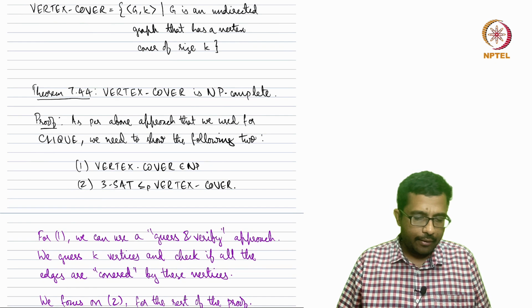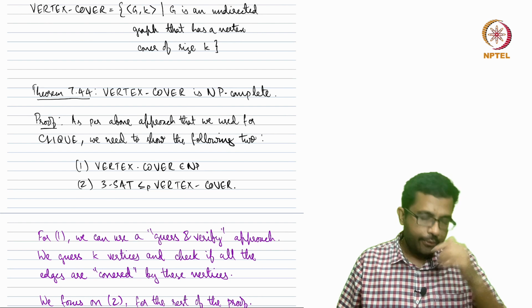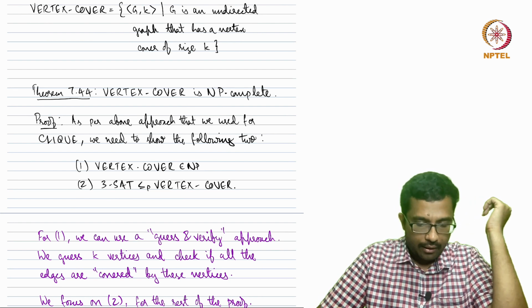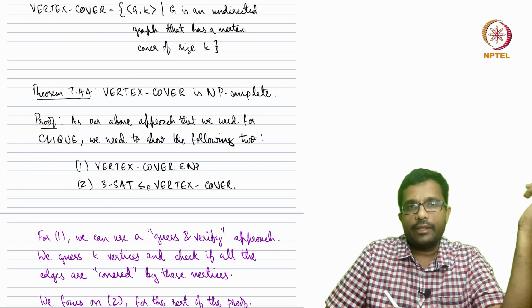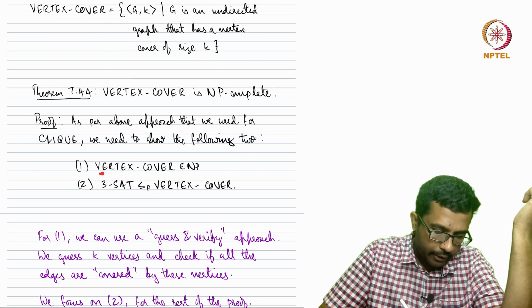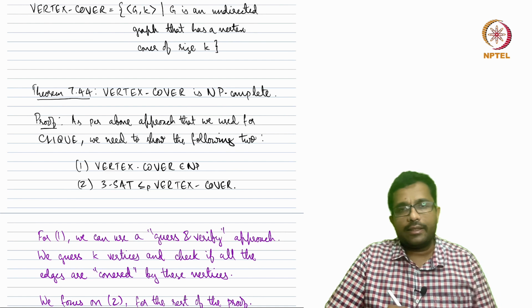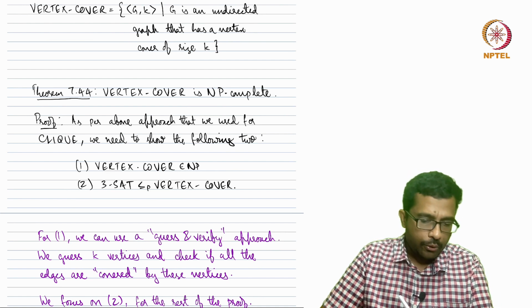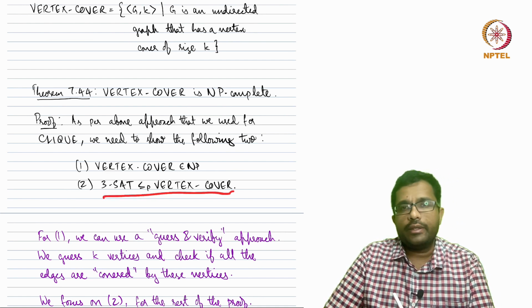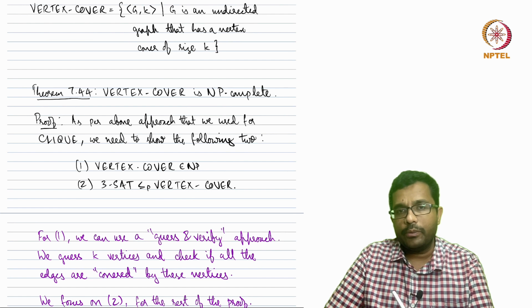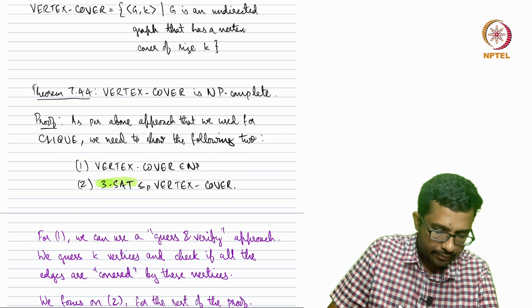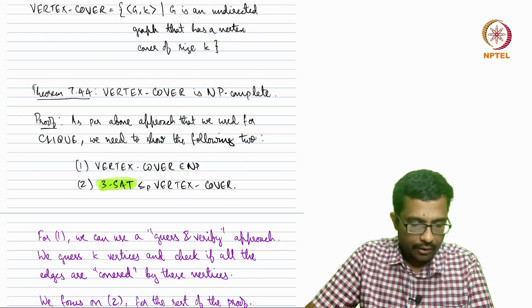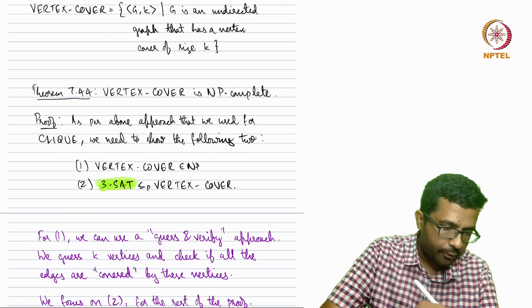We are going to follow a similar approach as we did for CLIQUE. We'll show that vertex cover is in NP, and then we'll show that a known NP complete language reduces to vertex cover. The known NP complete language is going to be 3-SAT. In the book it is theorem 7.44.